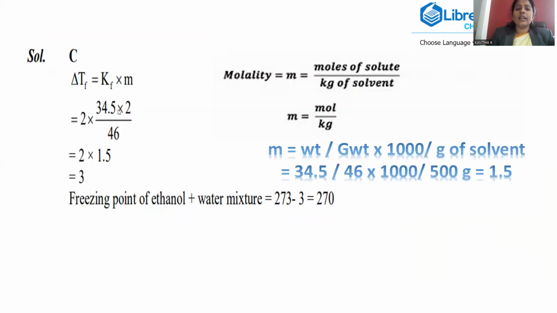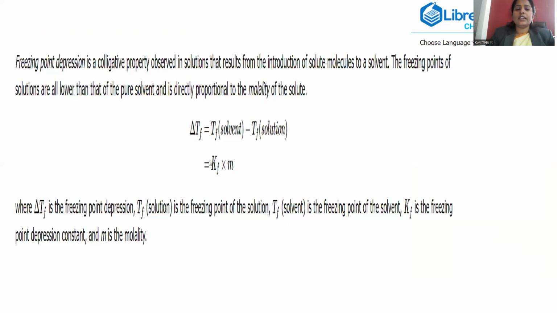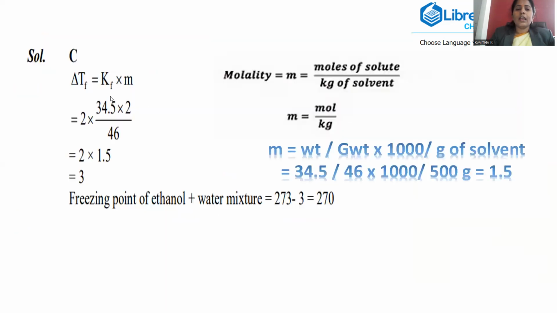To calculate, we have the formula delta Tf is equal to Kf into m. Delta Tf is the depression in the freezing point. Kf is the freezing point depression constant. m is the molality. The formula for molality is moles of solute per kilogram of solvent. It is the weight terminology; solvent is measured in kilograms instead of volume. Here molality is denoted with a small m. If capital M is used, that is called molarity. You have to note the difference.